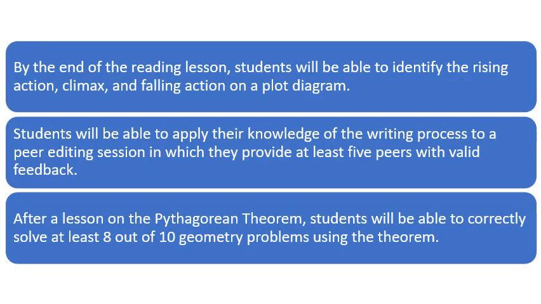Here are some of the examples of SMART objectives. By the end of the reading lesson, the students will be able to identify the rising action, climax, and falling actions on a plot diagram. The students will be able to apply their knowledge of the writing processes to a peer editing session in which they provide at least 5 peers with valid feedback. At the end of a Pythagorean theorem, students will be able to correctly solve at least 8 out of 10 geometry problems using the theorem.